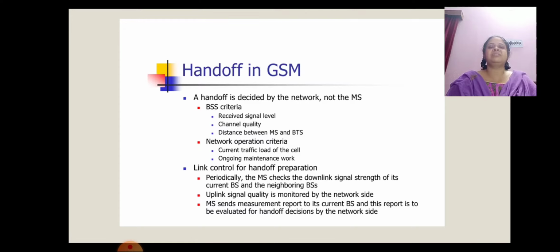Periodically, the mobile station checks the downlink signal strength of its current base station and the neighboring base stations. Uplink signal quality is monitored by the network side. The mobile station sends a measurement report to its current base station, and this report is evaluated for the handoff decision by the network side.